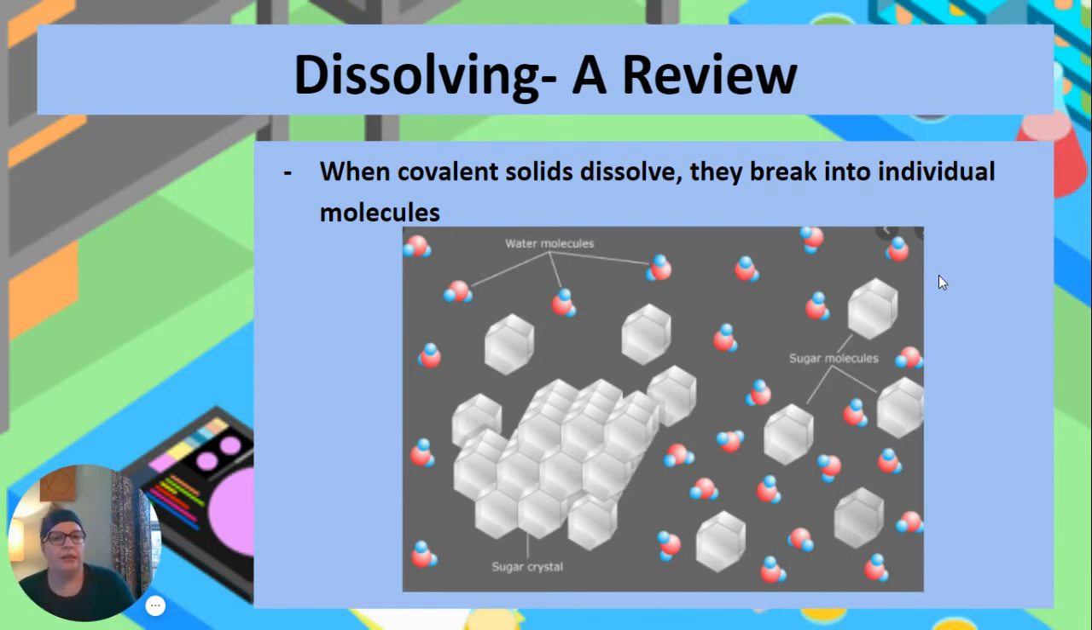What ends up happening is that the lattice has individual molecules at the intersection points of the lattice. And so when water goes in and dissolves a covalent solid like sugar, it surrounds itself, if it has polar points, by those polar points, and it pulls the whole molecule apart. So it doesn't break up into individual carbons and hydrogens and oxygens. It just breaks up into whole C12H22O11 molecules, and then they float around individually, surrounded by water.